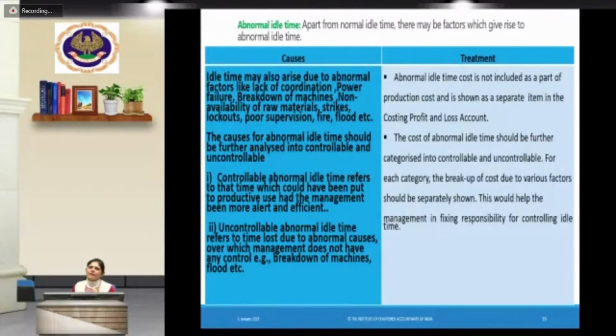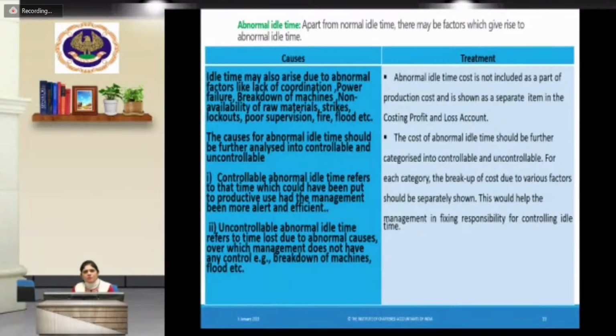So there could be two types of abnormal idle time. Abnormal means which doesn't happen regularly. All right. So controllable and uncontrollable; we can control the controllable abnormal idle time. Let us say there is poor workmanship or poor supervision, or a breakdown of machine happened due to negligence of any worker or a manager. So that can be controlled. But if it is uncontrollable, let us say some earthquake has come or there was a power failure or short circuit, that nobody can foresee and nobody can control.